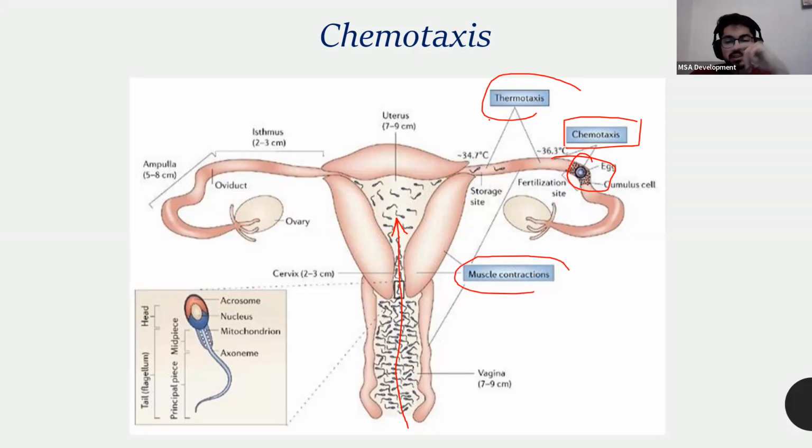Thermotaxis basically means that the sperm is going to detect the high temperature and follow it. So as you can see here, as you go closer toward the egg, the temperature is going to increase.